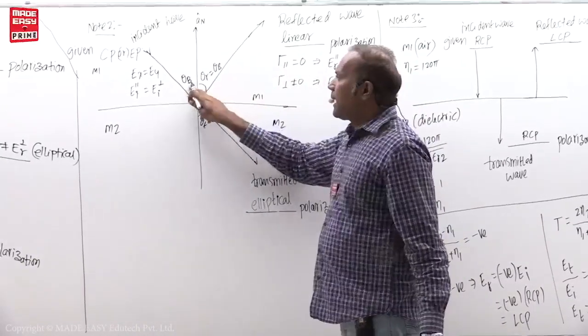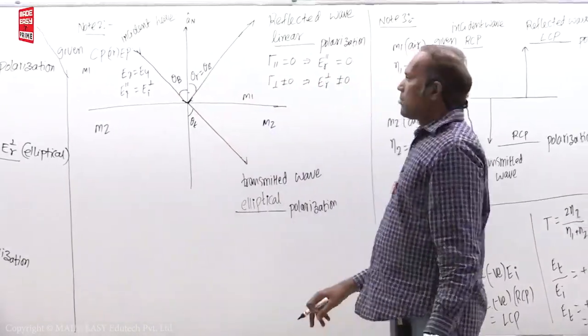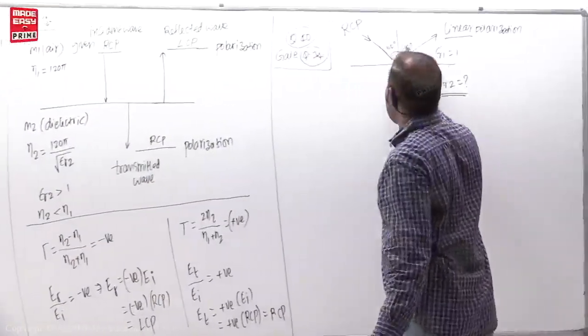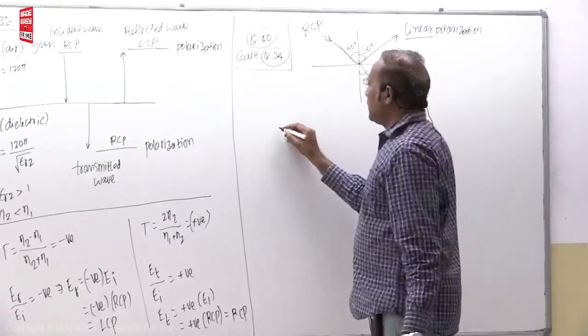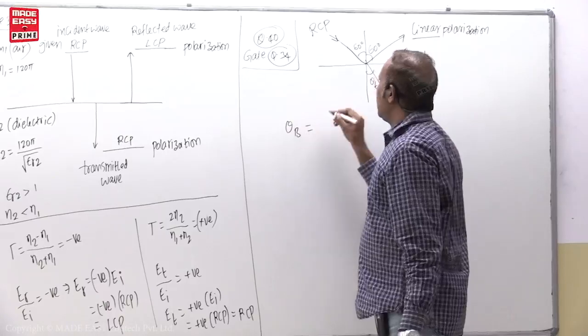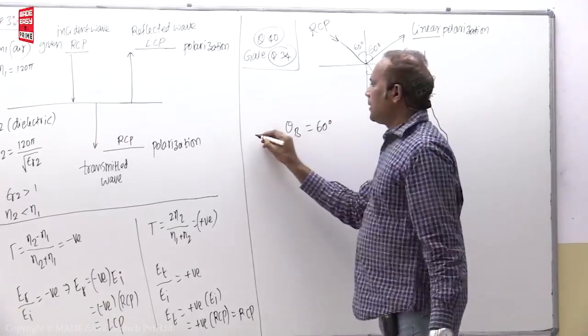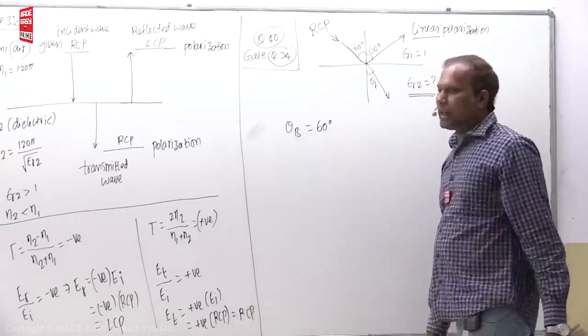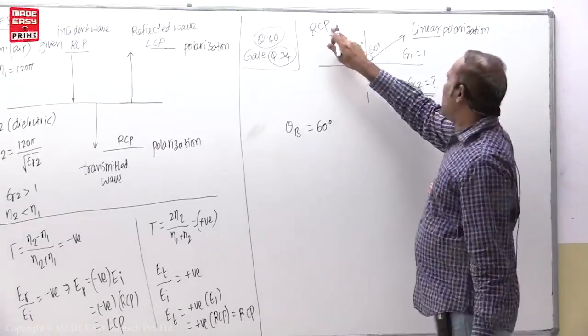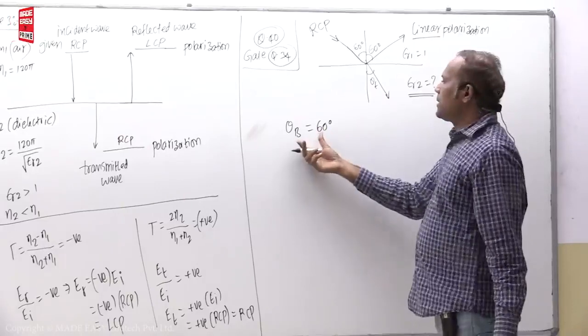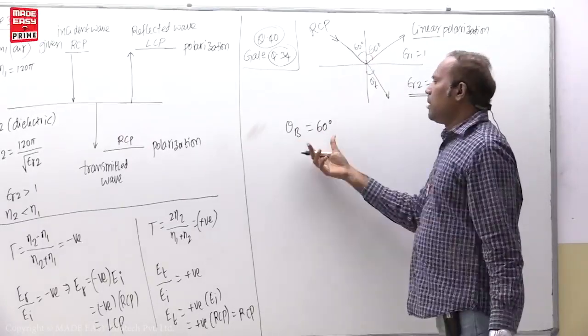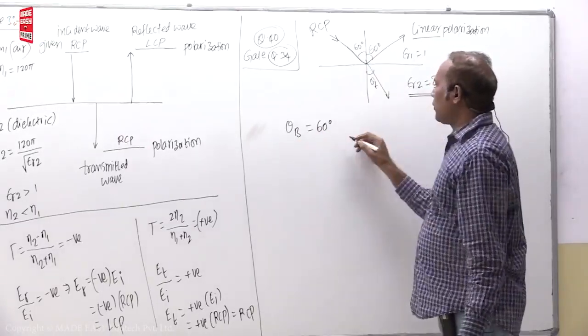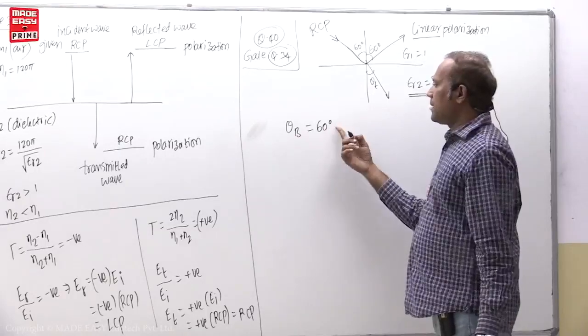If incident is circular polarization, then reflected is linear polarization. Then definitely this angle should be Brewster angle only. So given theta B is equal to 60 degrees. It is not given, we are understanding that one. So it is circular polarization, then it is linear. That means the incident angle should be Brewster angle. So theta B is 60.